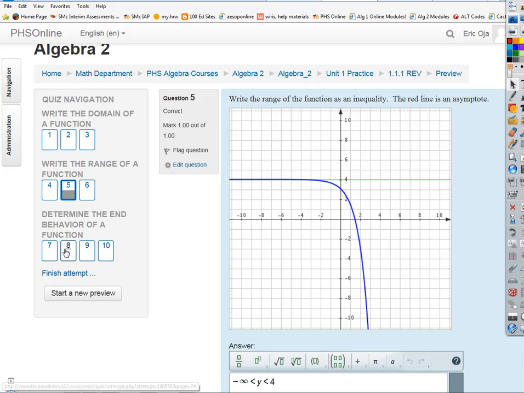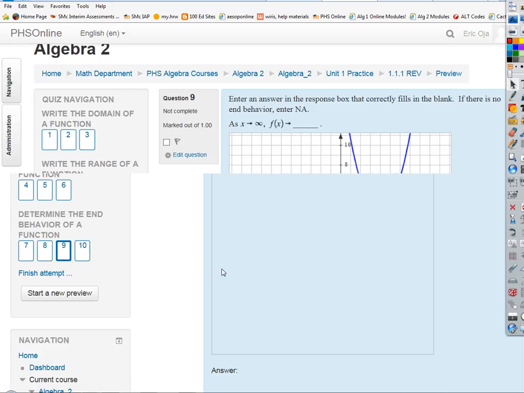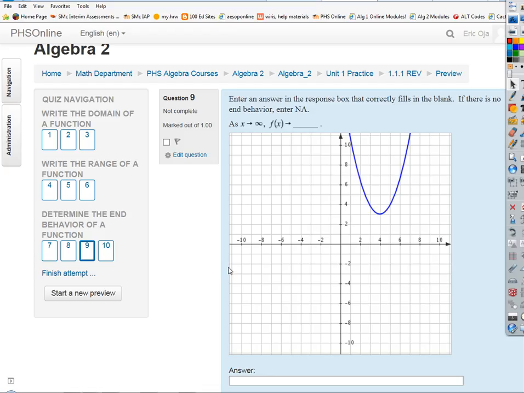Okay, end behavior. Let's look at one of these. Let's look at a different one first. So what does this mean here? So as somebody interpret this for me. What does it mean as x approaches infinity?